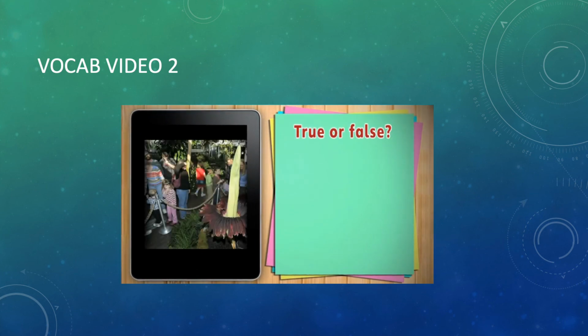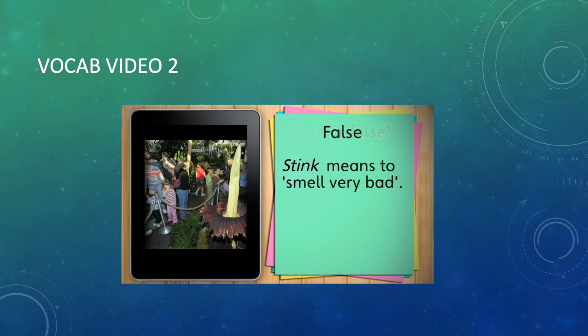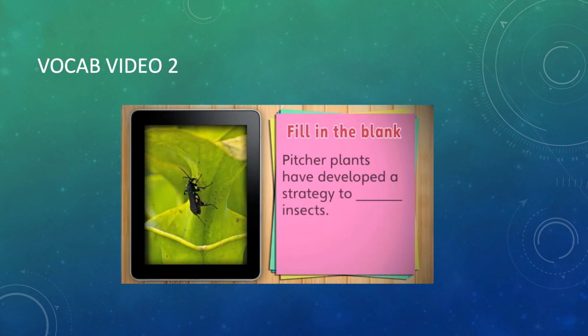True or false? Stink means to smell very nice. False. Stink means to smell very bad. Pitcher plants have developed a strategy to attract insects.